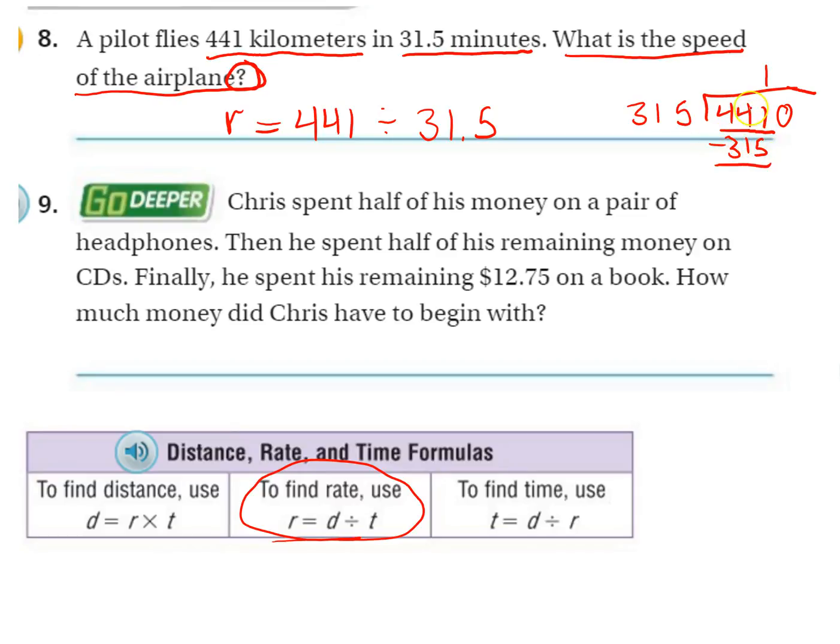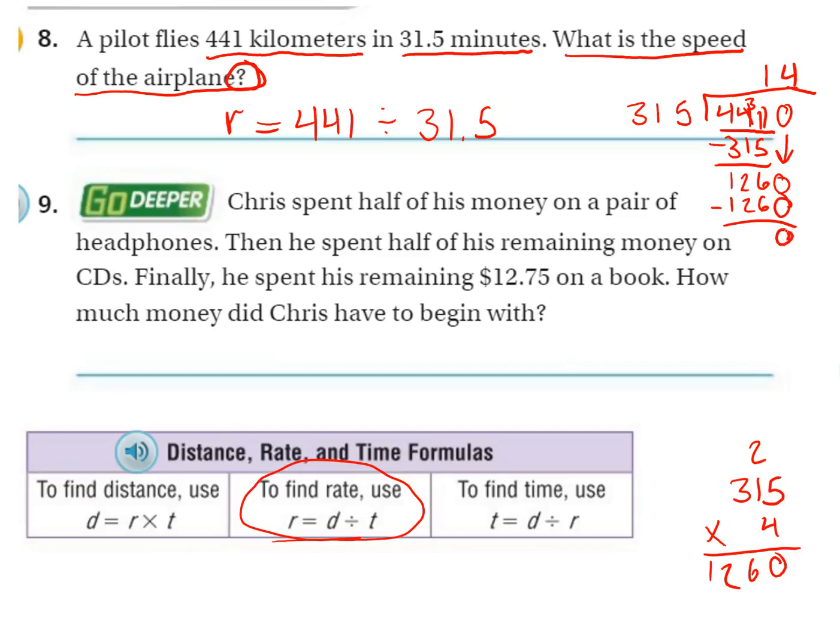Subtract. Just working through. 3 minus 1 is 2. 441 minus 315 is 126. Okay, bring down my 0. Now I know 3 will go into 12 4 times, and 315 times 4 is 1,260, exactly what we want it to be. And I can show you that as well. 315 times 4 is 20, that's going to be 6, that's going to be 12, which is exactly what we want it to be.